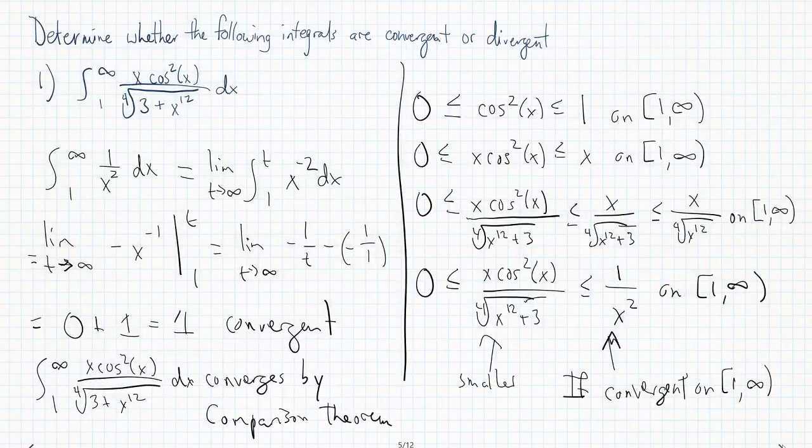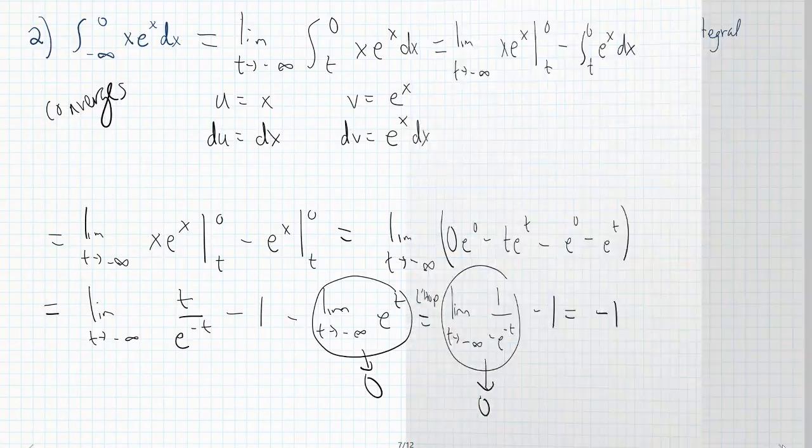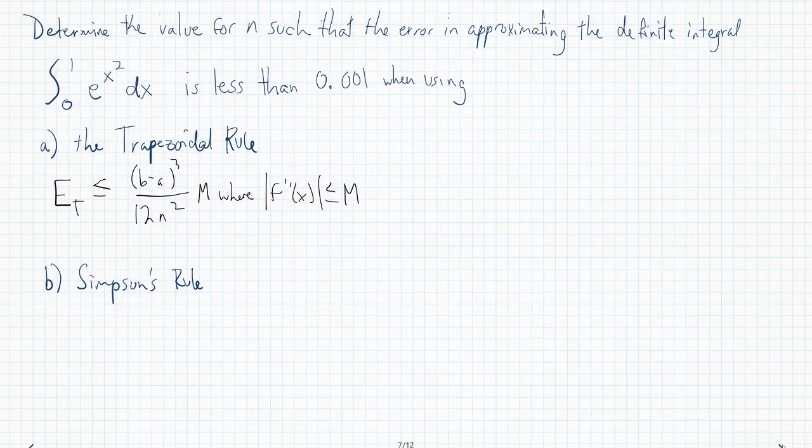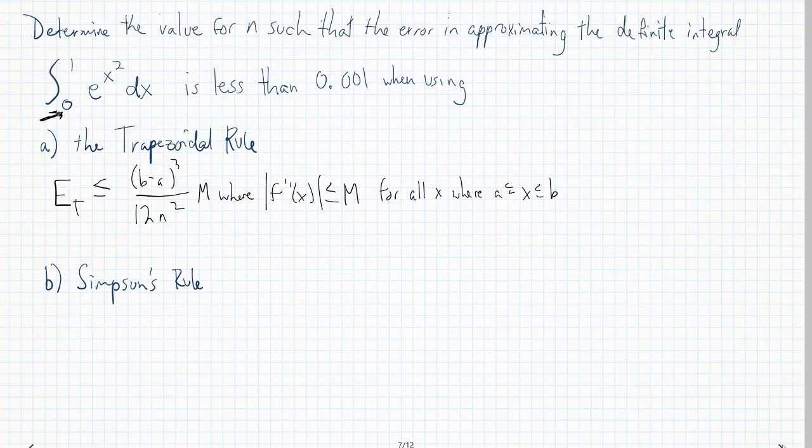All right, so back to the error bounds. With this trapezoidal rule, you have this E of T is less than or equal to (b minus a) cubed over 12n squared times M, where f double prime of x is less than or equal to M for all x where a is less than or equal to x less than or equal to b. Not to be confused with the problems a and b, but a is your lower bound, b is your upper bound. So that information is given to you.